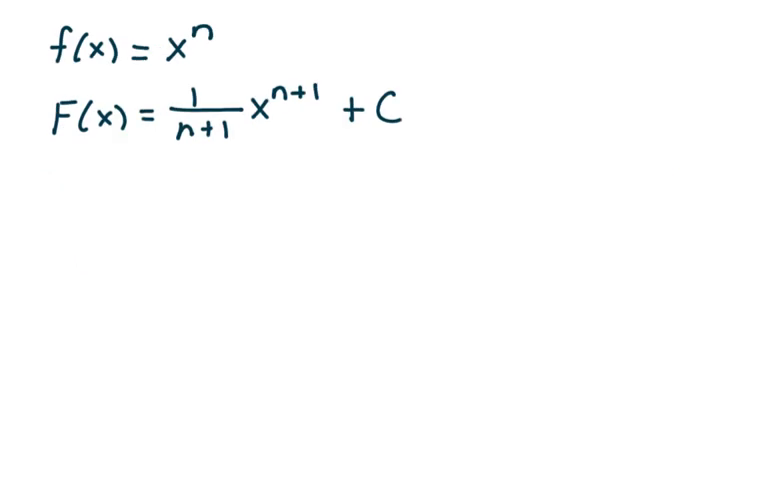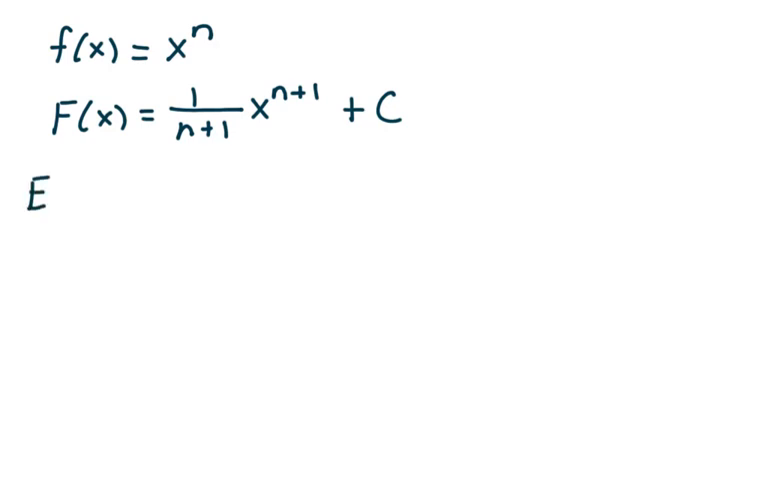So I'm going to give you something in general. Suppose f of x is equal to x to the n. The antiderivative of f, or the antiderivative of x to the n, is capital F of x is 1 over n plus 1 times x to the n plus 1 plus c.